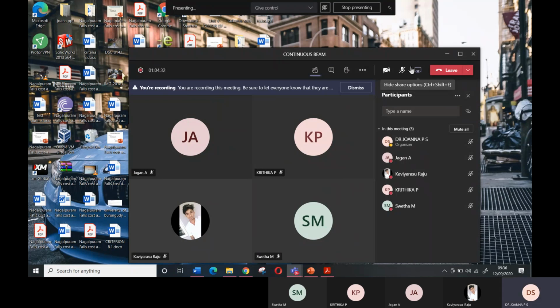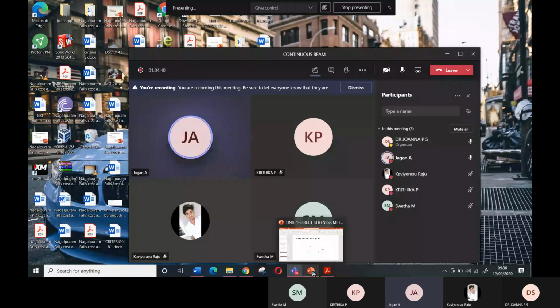Answer for the first question. Jagan, what's the answer for the first question? Ma'am, unit of bending moment, kilonewton per meter. Not per meter, kilonewton meter. Load into distance. Okay, ma'am. Kilonewton meter. What is the unit of shear force? Kilonewton. Second question, Kritika.